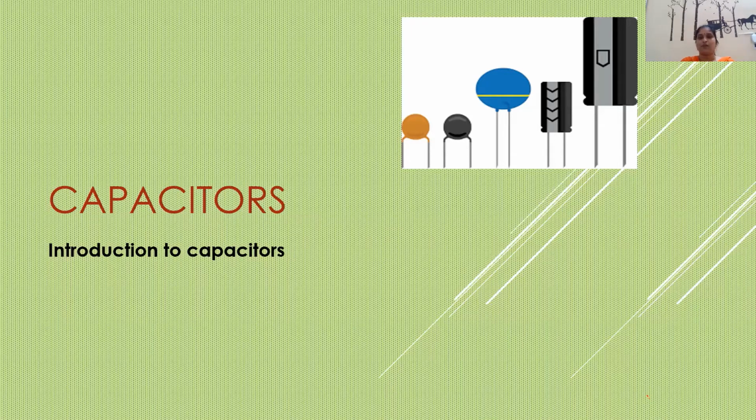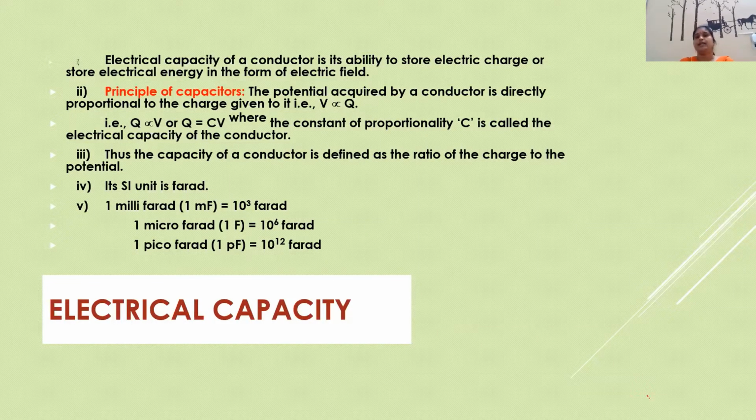So coming to the topic, we are going to study about capacitors. What is a capacitor basically? See on the screen, children, you can see the capacitors which are available in the market, and how they appear. These capacitors are devices which are used in electrical and electronic equipment. In engineering terminology, it is called a passive element.